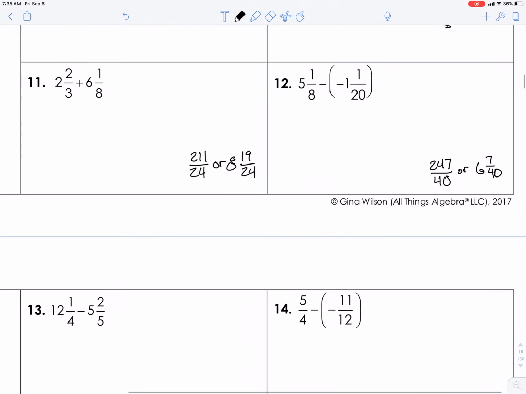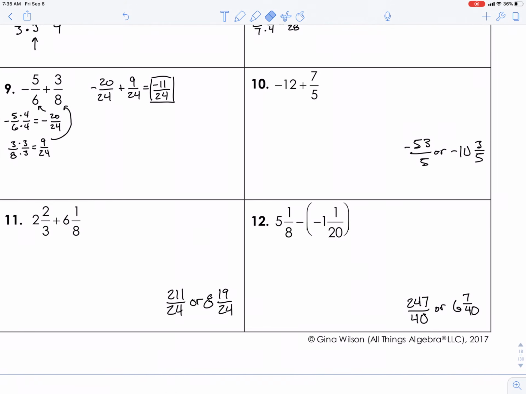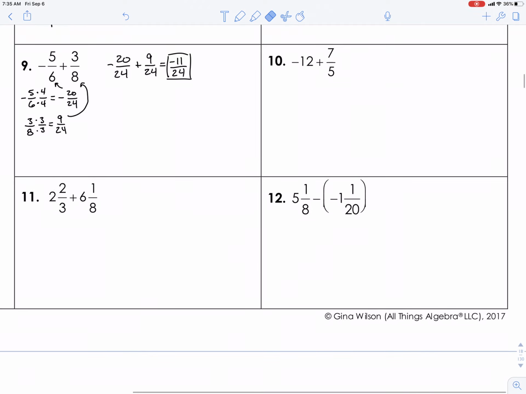Because I think that could help quite a bit. Actually, I'm going to go back and show you how these answers came about. That'd be better. So, first off, number 10.